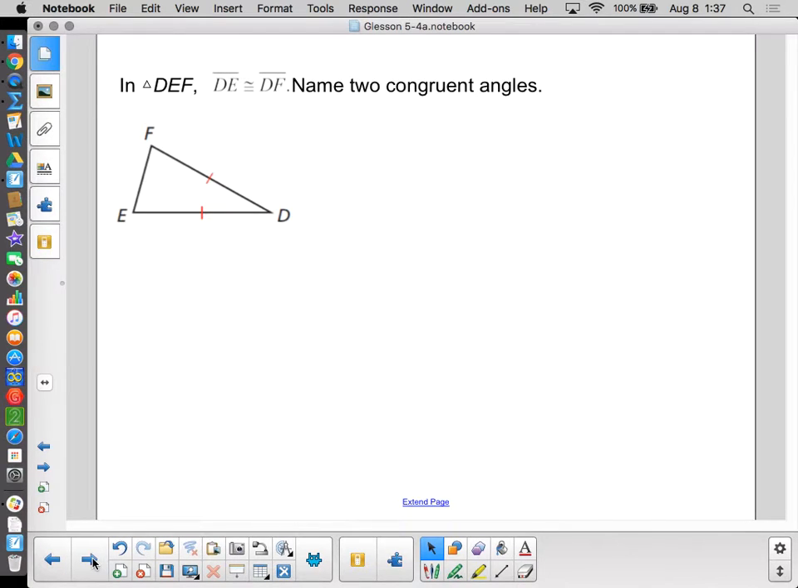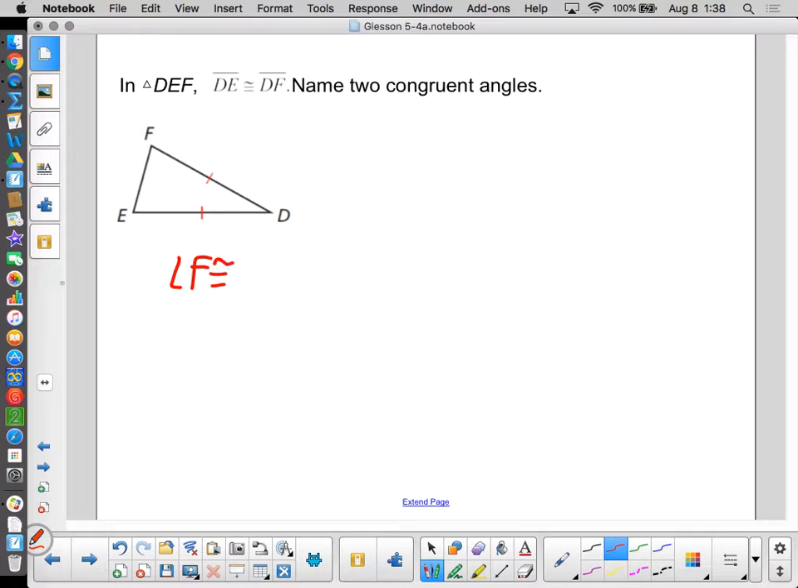So in triangle DEF, if DE is congruent to DF, name the two congruent angles. Well, it should be fairly obvious in the picture what the congruent angles are. Angle F is congruent to angle E. If you're looking for a good visual cue, again, it's the angles opposite those sides. Those are the congruent angles.